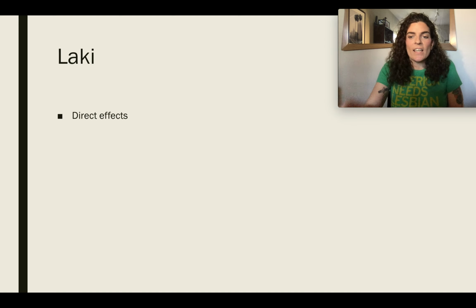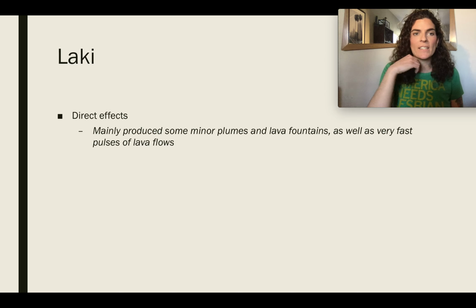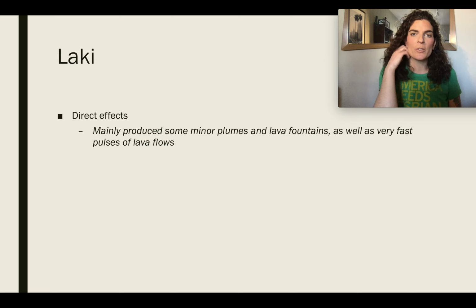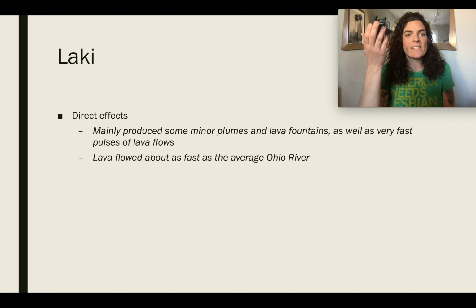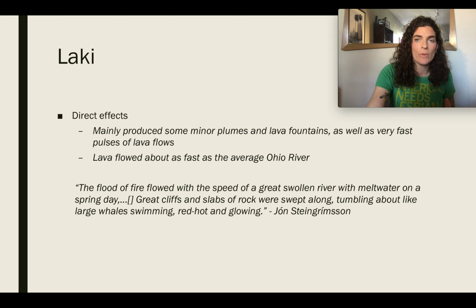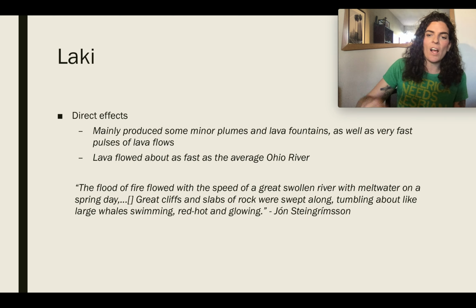So directly Laki, and this is different from aerosol direct effects, this is just the actual direct effect of the volcanic eruption. Basically it mainly produced some minor plumes and lava fountains, very fast pulses of lava flows, fast as perhaps the flow of the Ohio River. I can't pronounce this guy's name, but here's a quote on how fast the lava was flowing: "The flood of fire flowed with the speed of a great swollen river in meltwater on a spring day. Great cliffs and slabs of rock were swept along, tumbling about like large whales swimming, red hot and glowing."